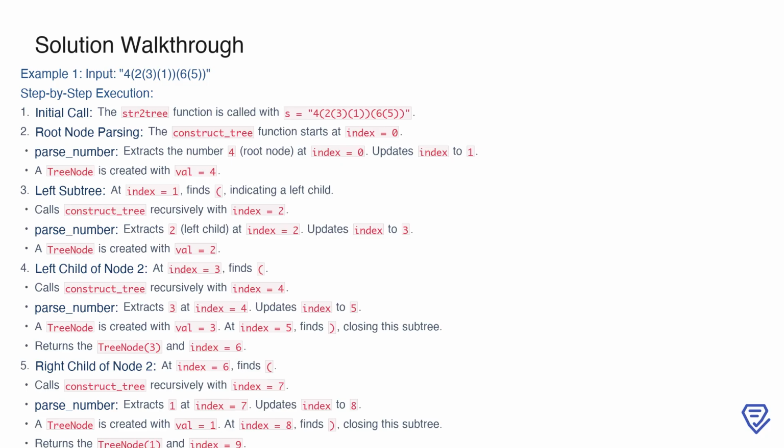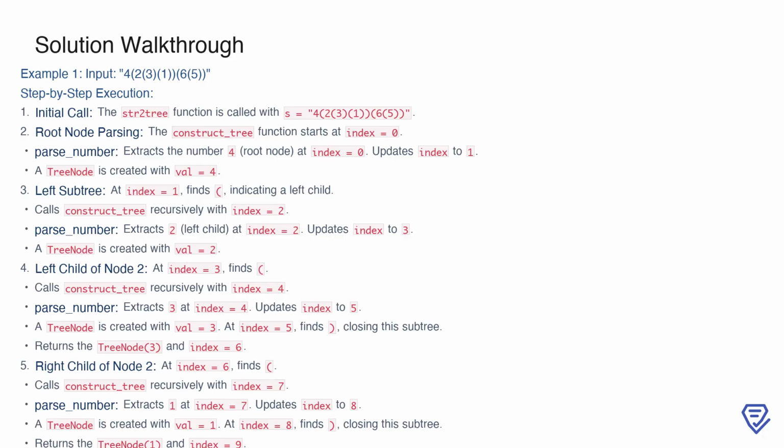To solve this problem, we start with the input string 4(2(3)(1))(6(5)). The first step is to call the str2tree function with this string. Inside, the construct_tree function is responsible for building the tree. At the beginning, the index is at 0, and we parse the number 4, which is the root node. After parsing, a tree node is created with the value 4, and the index moves to 1.